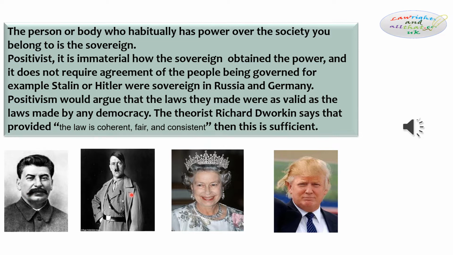This is Stalin and Hitler. They're the first two photographs in black and white. And democratic leaders like Donald Trump. Whether he's democratic or not, that's a question. And our Queen, who is a figurehead for the Crown, which includes Parliament and the Queen together.